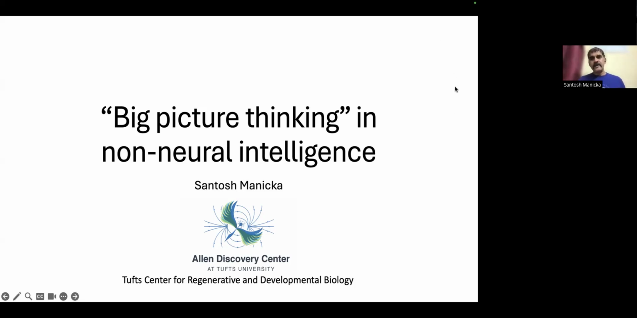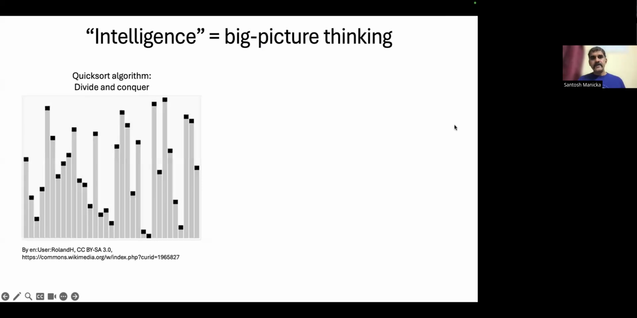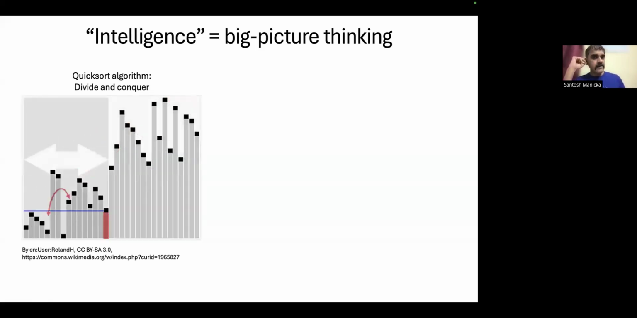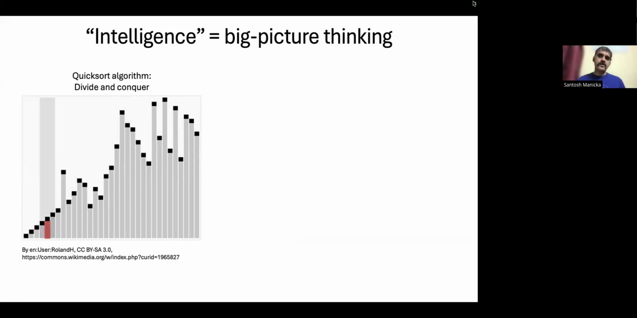And I've been working on this theme of cognition in non-neural systems, and I've been exploring this idea using minimal modeling. So I want to start with this idea of intelligence, because intelligence is a very vast topic, and there are many different schools of thought, as you may know.